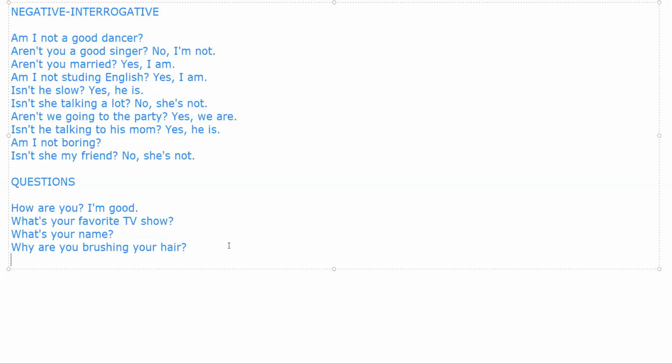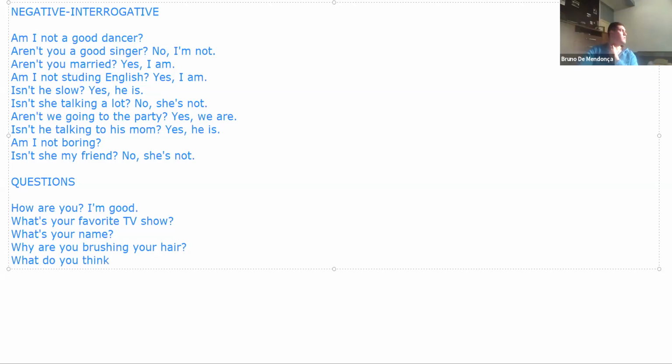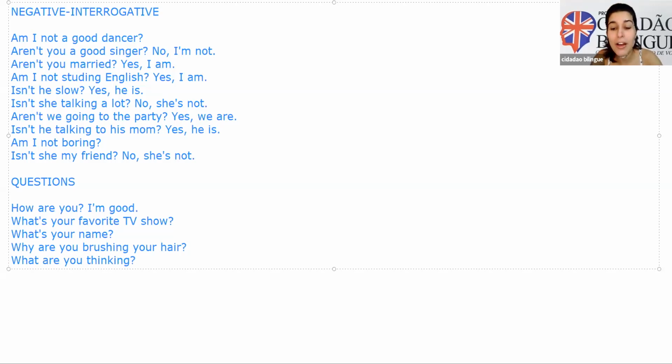What do you think? What do you think? All right, think, okay. Yes, think. In this example that you gave me, you said, what do you think, right? We are using verb to be, and in this case, there's no verb to be. So we could say, what are you thinking? Okay, yes. What are you thinking? Okay.